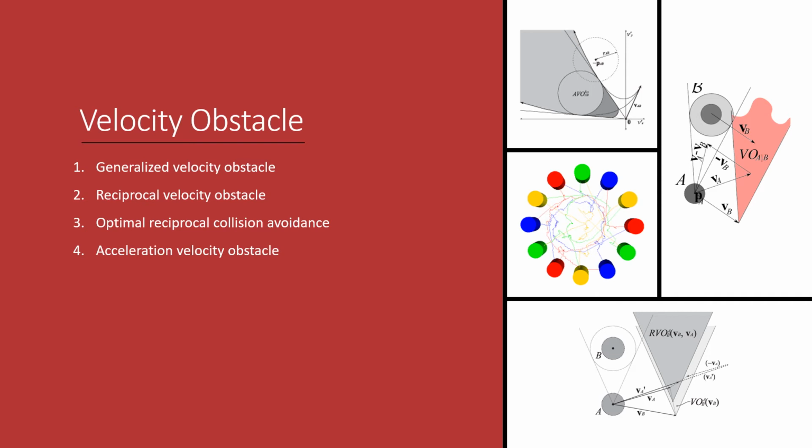Our main purpose of performing velocity obstacle analysis is to ensure that we do not collide with high-speed vehicles that are moving in the environment. We'll be focusing mainly on 4 methods that include generalized velocity obstacle, reciprocal velocity obstacle, optimal reciprocal collision avoidance, and acceleration velocity obstacle.